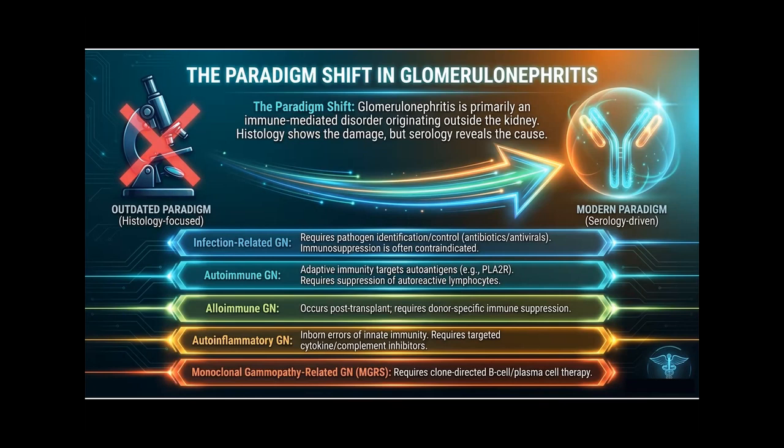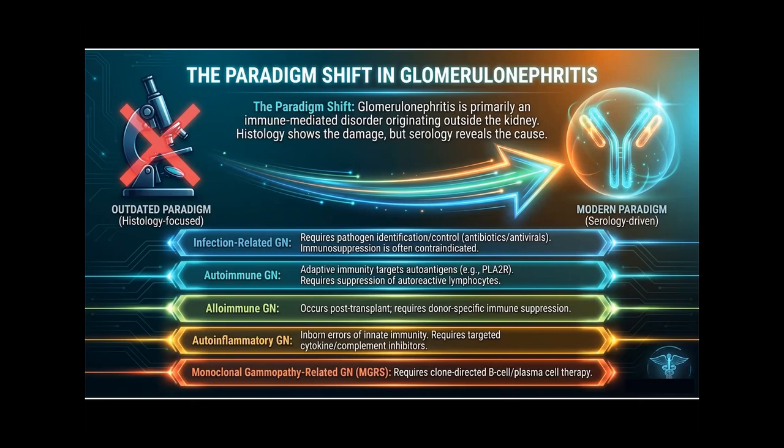Where is the immune injury occurring? It is outside the kidney. The kidney is only an incidental organ which is affected by the systemic immunological problem. There is, in the blood itself, a systemic immunological problem, either infection-related or autoimmune glomerulonephritis, or alloimmune, or autoinflammatory, or monoclonal gammopathy. The war is occurring in the system. What is happening? The effect is seen on the kidney, on the filter.